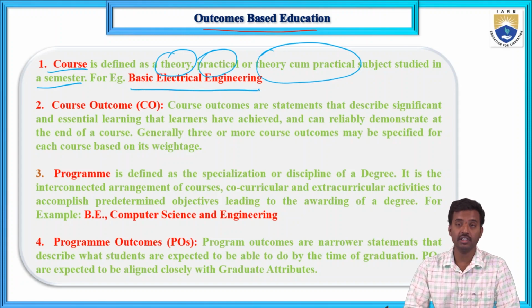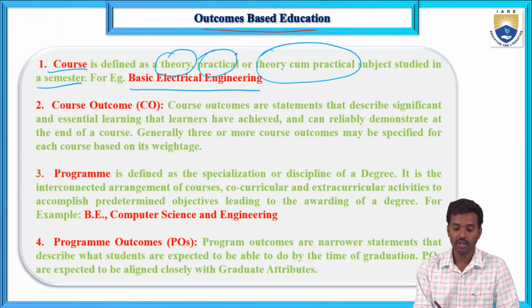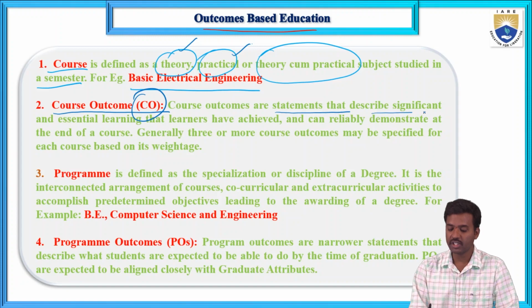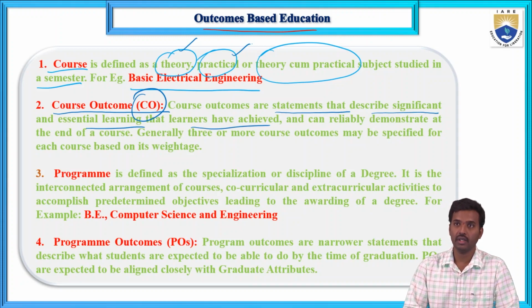So here basic electrical engineering is one subject in the computer science engineering program. This course is a theory cum practical subject. Some subjects are only theory, some subjects are only for laboratory. Now course outcomes, that means COs, are the statements that describe the significant and essential learning that learners have achieved and can reliably demonstrate at the end of the course. Generally, three or more course outcomes may be specified for each course based on its weightage.